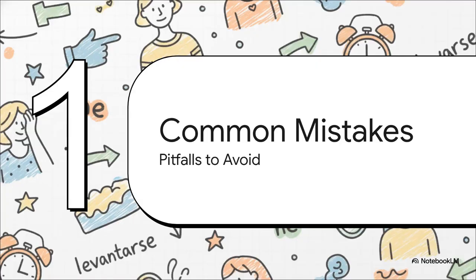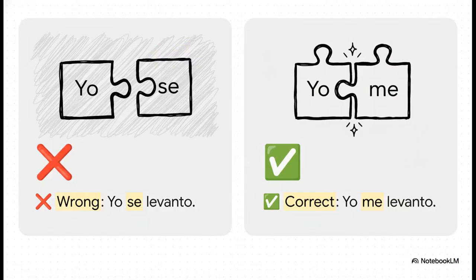All right, before we finish up, let's quickly cover the two most common mistakes everybody makes when they first learn this. If you can spot these now, you're going to be way ahead of the game. Mistake number one is the mismatch. You can't just borrow a pronoun from another subject. Yo se levanto is a super common mistake. Yo is the star of the show, so it has to have its own partner, me. It has to be yo me levanto. Always make sure they match.